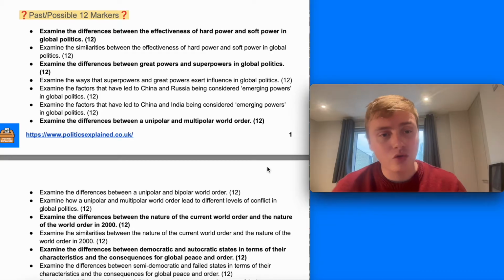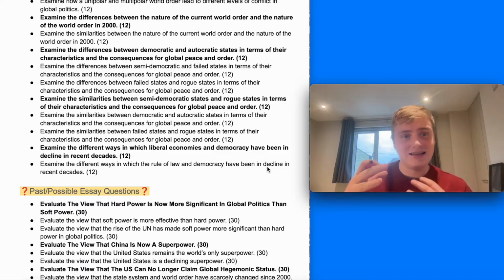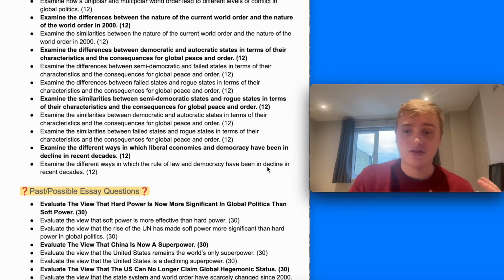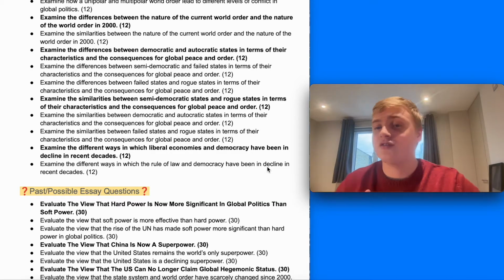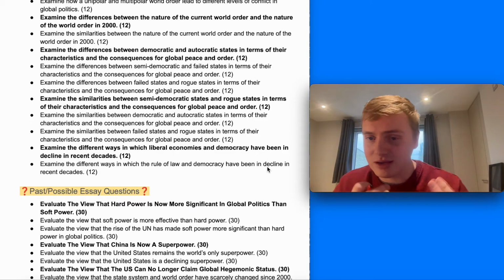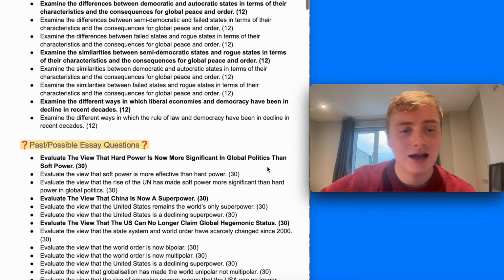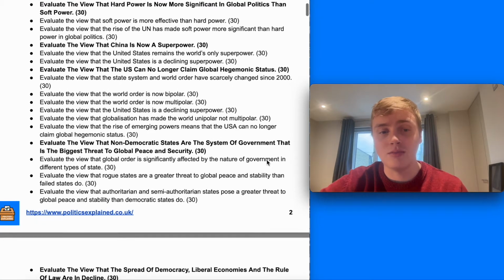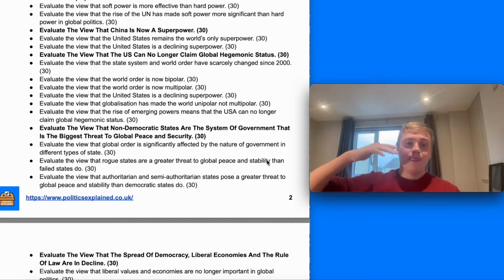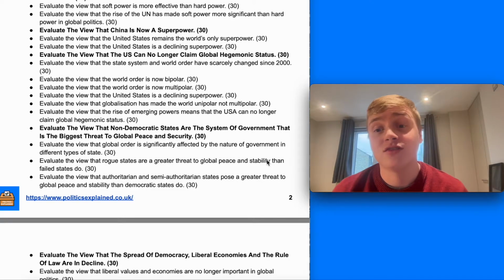In terms of key 12 markers you could get asked on this particular topic, I think it's likely you get asked to examine differences between the different types of government, so democratic and autocratic states, semi-democratic or failed states, semi-democratic and rogue states, for example. So knowing the characteristics and some examples for all of them and their consequences for the global order is going to be really important. And I think that comparison is also going to be brought into the 30-mark essay questions as well. So the comparison between the different ones and their implications for global peace and security, for example.